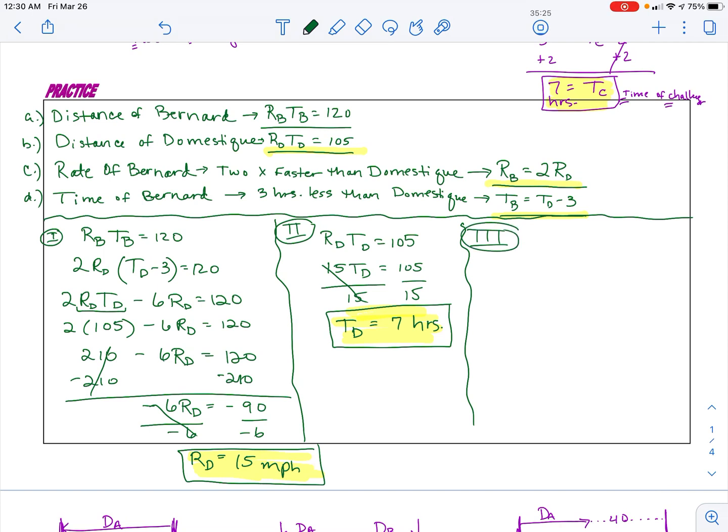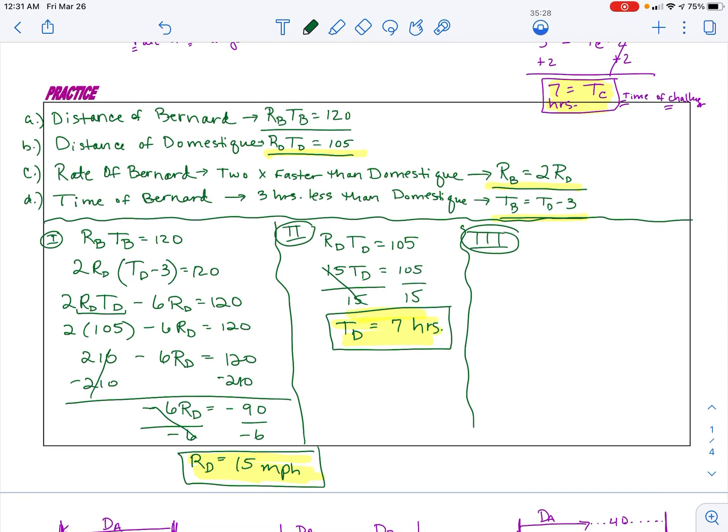Let's put Roman numeral 3 right up here, and we are going to solve for the time of Bernard. Do we have something here? Yes, look at equation D up there: T sub B equals T sub D minus 3. I'm going to put T sub D in, which is 7, minus 3. So the time of Bernard is 4 hours.